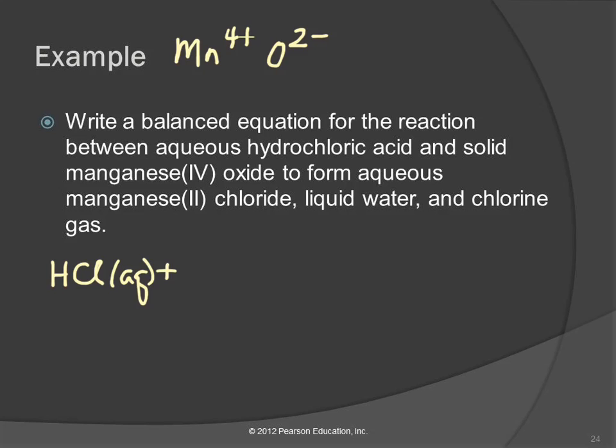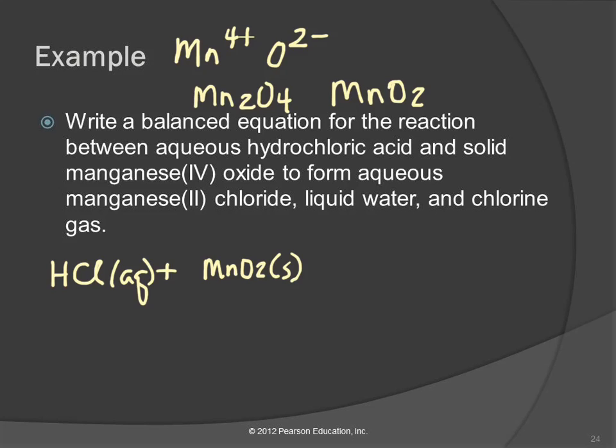Now, this is one of those situations where you can't just blindly do the crisscross thing, because if you crisscross these, you're going to end up with Mn2O4, and that's not the lowest ratio of subscripts. We need the lowest ratio for ionic compounds. It'd be MnO2. So that's our second reactant, MnO2, and that's a solid.